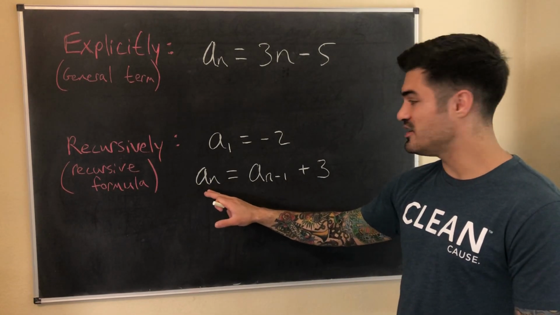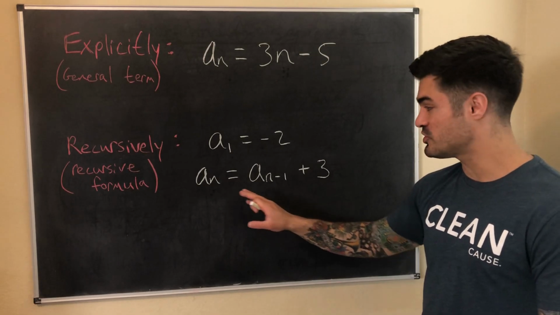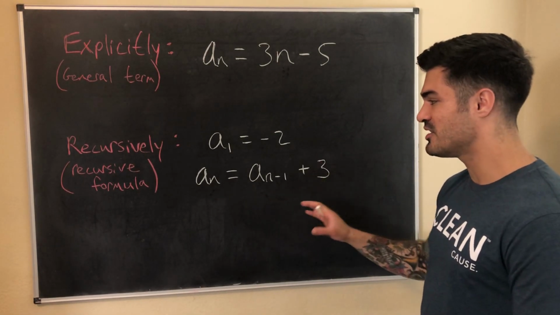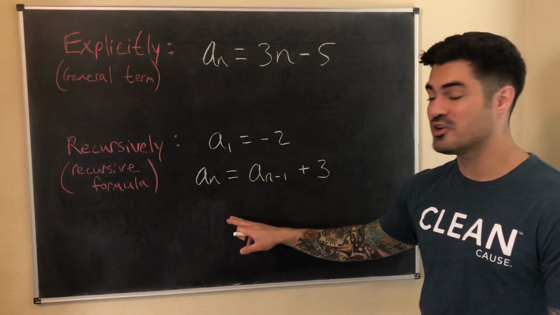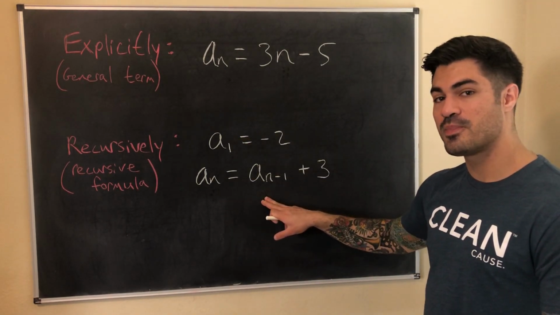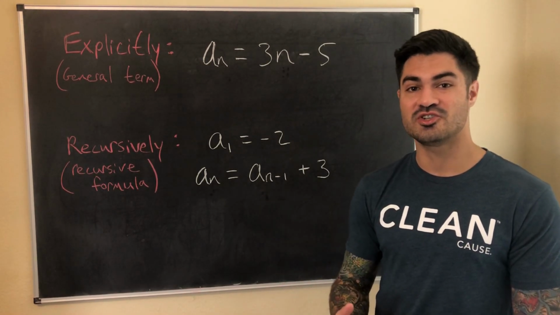So to find each term, it requires us to know something about the previous term, or sometimes multiple previous terms as they get a little more complicated, okay? So if I wanted to find that 25th term, I would need to know the 24th term. And to find the 24th term, I would need to know the 23rd term. So there are some limitations, right?